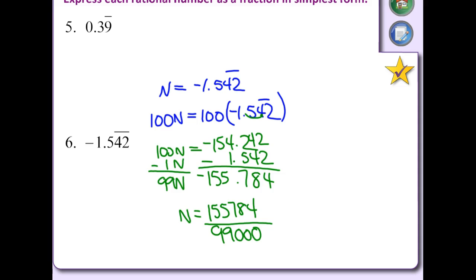So big picture though, realize, figure out how many spaces are repeating. That's what we're multiplying by. And then remember, to get rid of the repeater, we subtract 1n on the N side and we subtract the original on the back side. And remember, you're probably going to have to repeat some decimals so you can have the same number of decimal places. Good job.